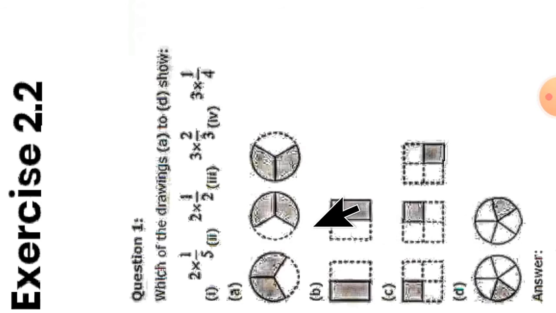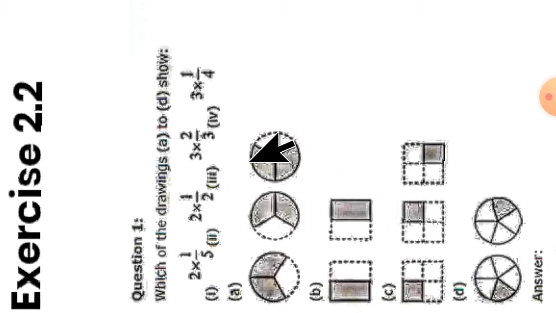Second one, 2 into 1 upon 2. Here 2 figures such that total parts are 2 and shaded part is 1. So these are the two figures, okay, in which total parts are 2. See, 2 parts are there total. Out of these 2 parts, 1 part is shaded. Here also 2 parts are there. Out of these 2, 1 part is shaded. So 2 matches with B.